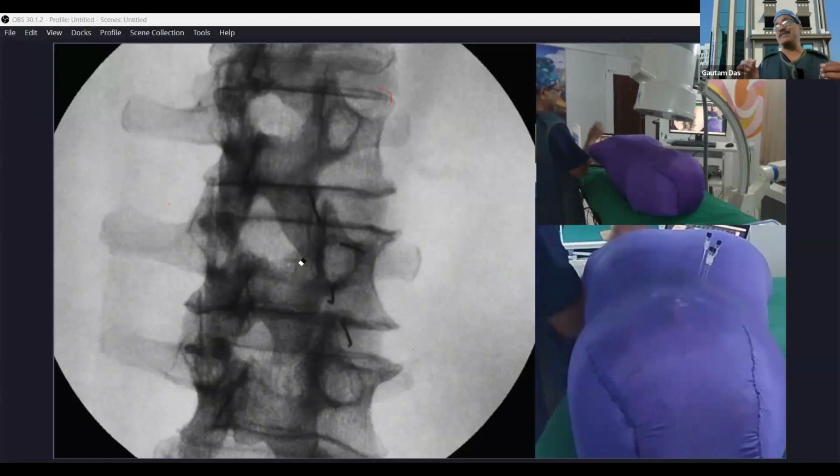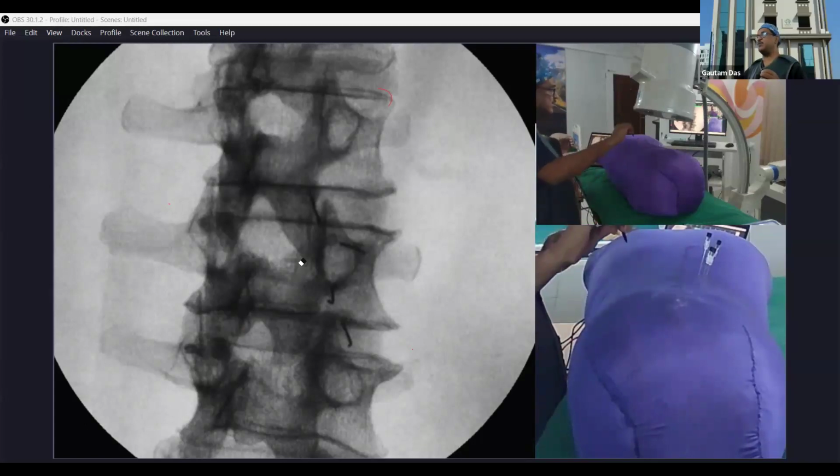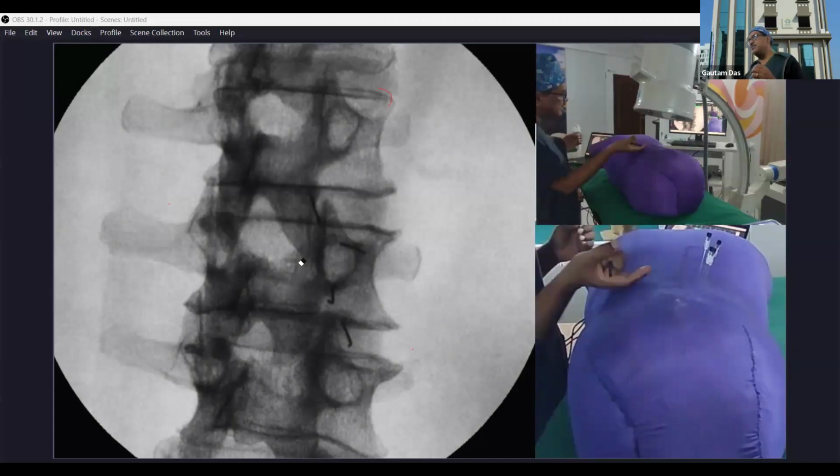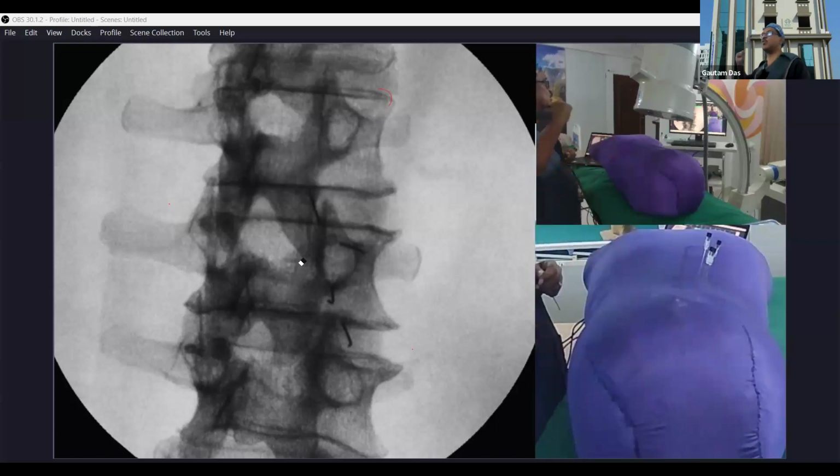Suppose your needle is straight. Then if you want to change the direction, you have to withdraw the whole needle up to the skin and then negotiate again. But if your tip is bent, you can just turn the bent side towards where you wish to go, and then push further. You need not withdraw the whole of the needle.